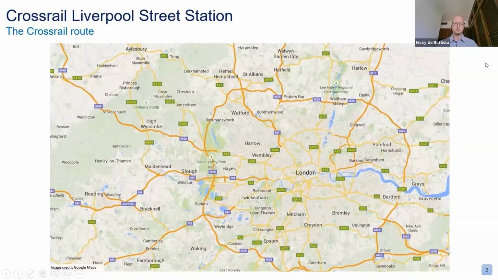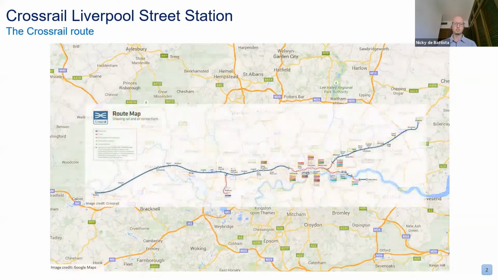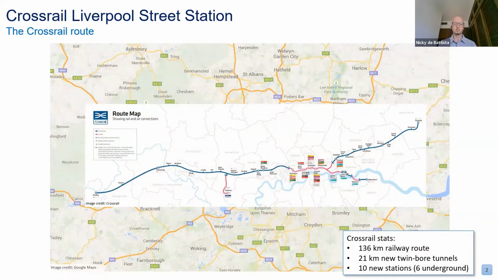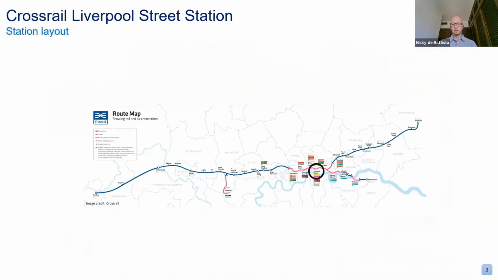So for those of you not familiar with Crossrail, this is a map of London. And the Crossrail route spans east to west across the City of London and Greater London. And it consists of a 136-kilometer railway line. And the project itself included the excavation of 21 kilometers of new twin-bore tunnels, and also the construction of 10 new stations, 6 of which were underground within central London. Today, we'll be talking about this project concerned with this particular station, Liverpool Street, in the middle of London.